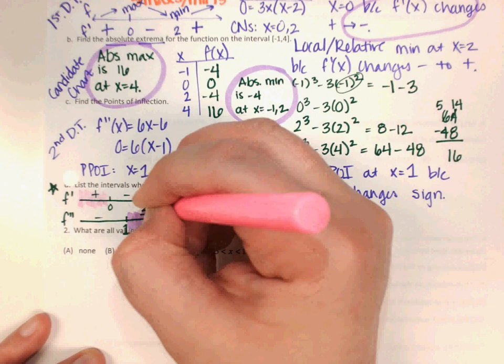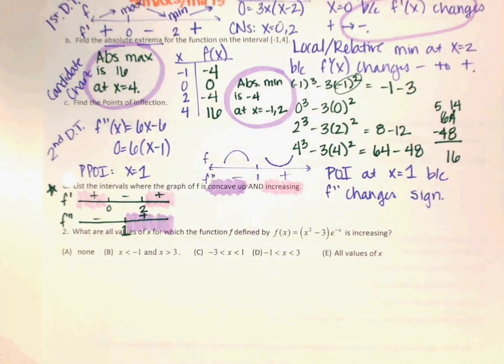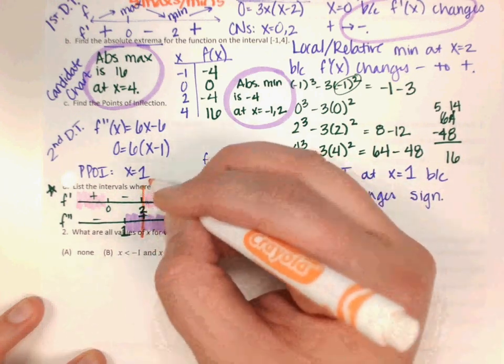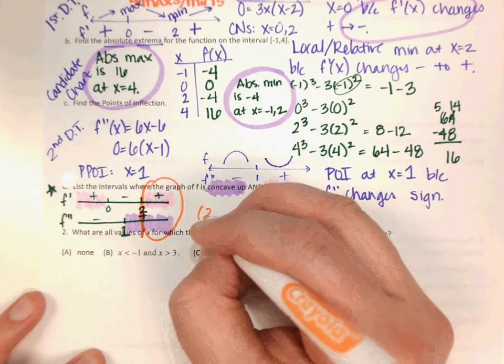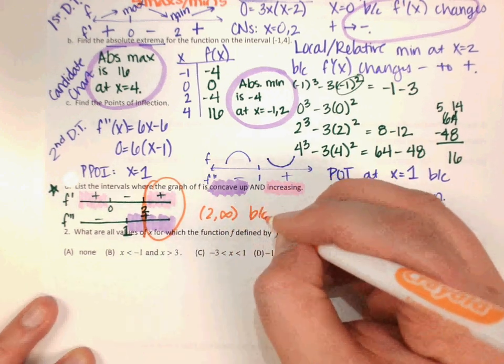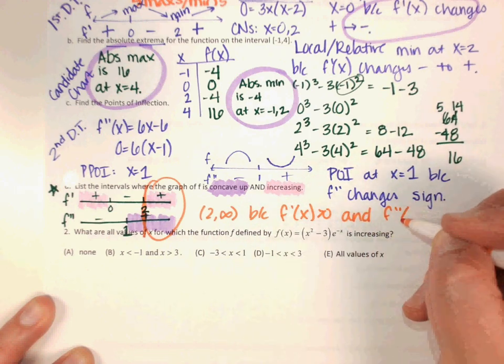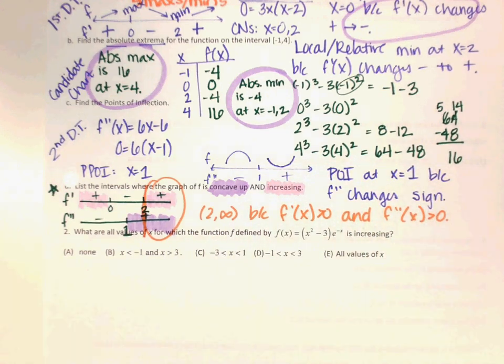Positive. Now, if I need both of those to be true, what interval are the top and bottom derivative tests both positive? From 2 till when? Infinity. Very good. So I'd say 2 to infinity because f prime of x greater than 0 and f double prime of x greater than 0. So if I want increasing and concave up, I have to use both of my number lines to pick the interval where both of those are positive.